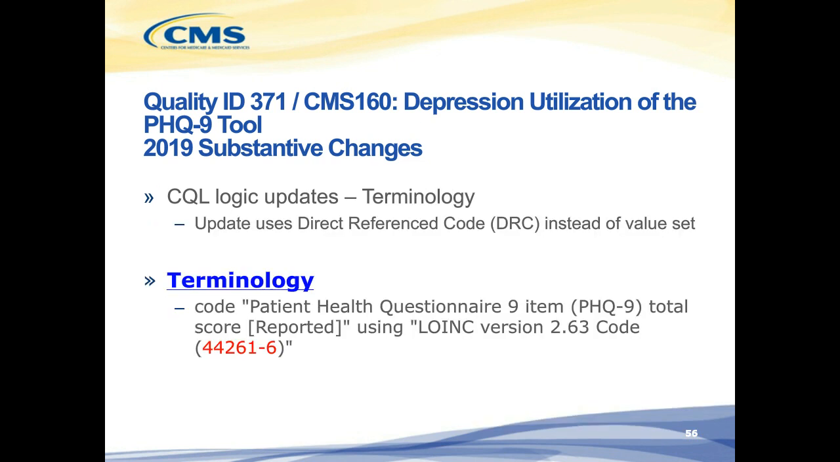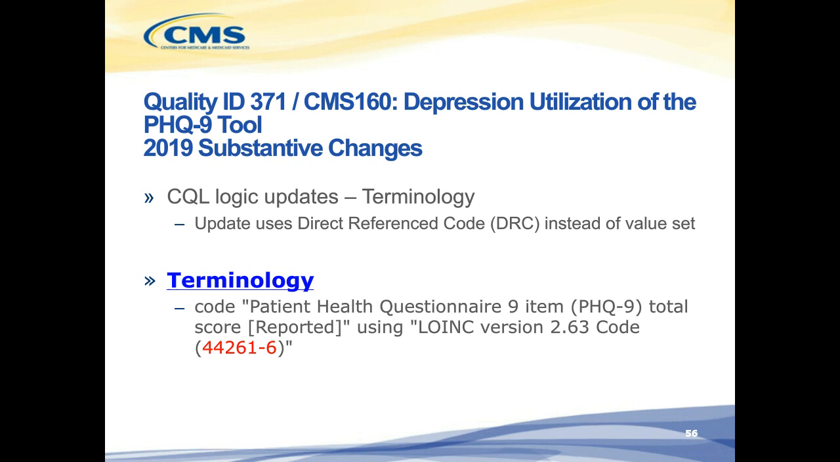Okay, and similar to the other measure, the previous value set was removed and replaced with a direct reference code to more accurately reflect use of the total reported score. The PHQ-9M did not have a specific code available when it was added to the measure, so the only change to the measure was specifying a direct reference code for that total reported score.